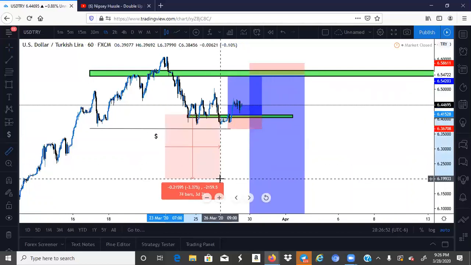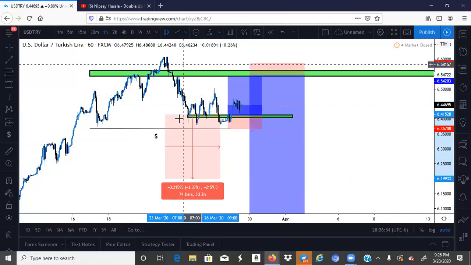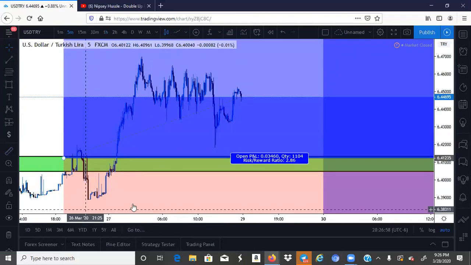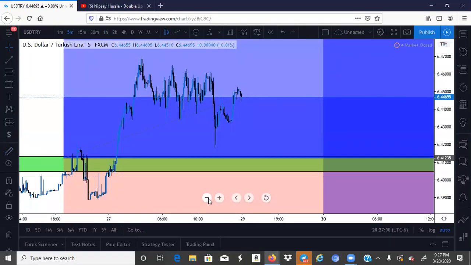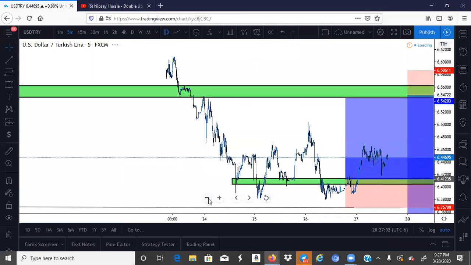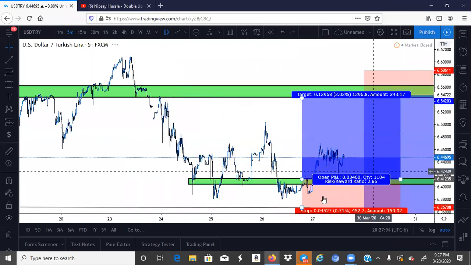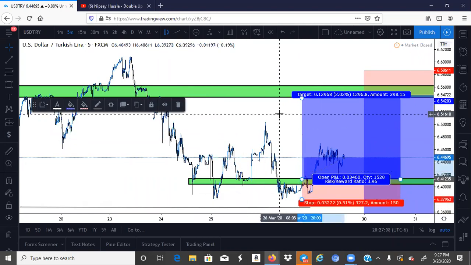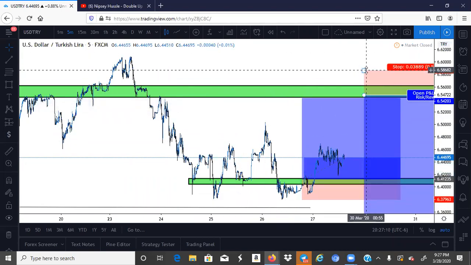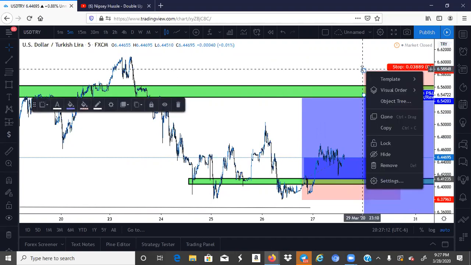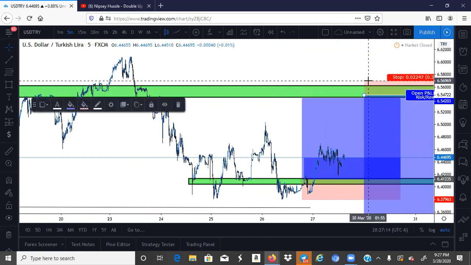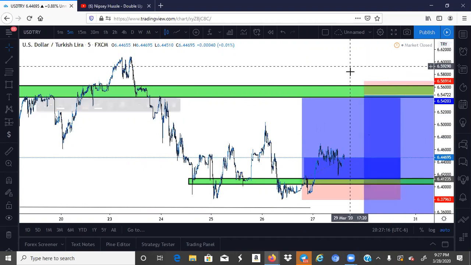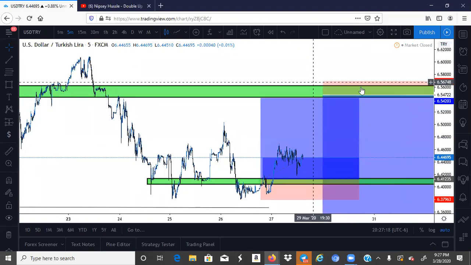123 pips on the buy. Let me make my stop loss as small as possible, because I don't play that. I'm in the business of making money, not losing money. So this is pretty much the trade.